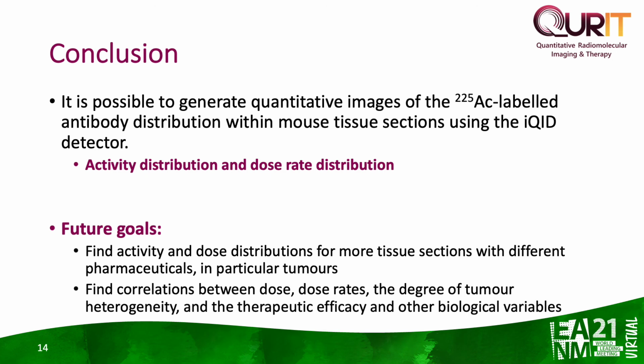So in conclusion, it is possible to generate quantitative images of the actinium-225 activity distribution within mouse tissue sections using the iQID detector. Here we looked at the activity distribution and the dose rate distribution, but a lot of other variables are possible as well. And the future goals in this work are to find the activity and dose distributions for more tissue sections with different pharmaceuticals, in particular tumors, which we didn't get a chance to look at today, but we would like to in the future. And the long-term goal here is to find correlations between the dose rate, degree of tumor heterogeneity, with the therapeutic efficacy and other biological variables.